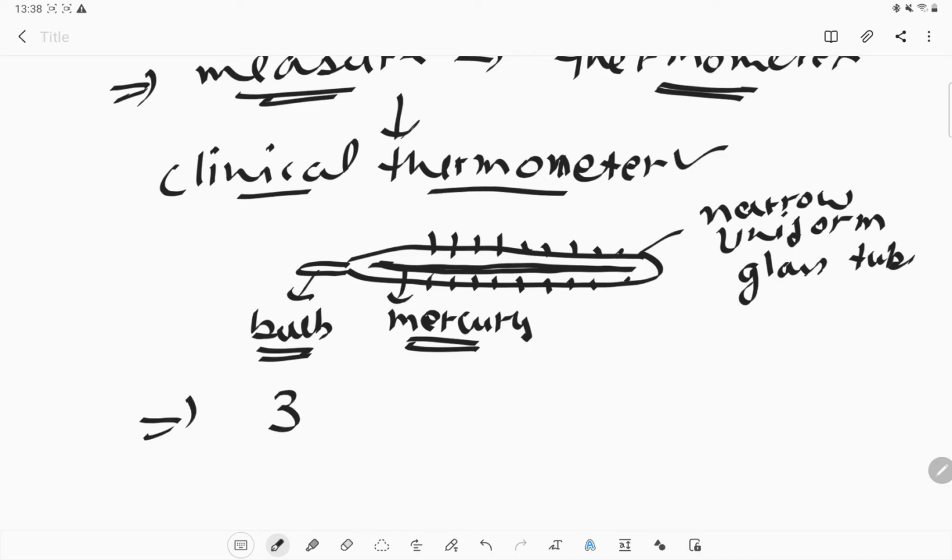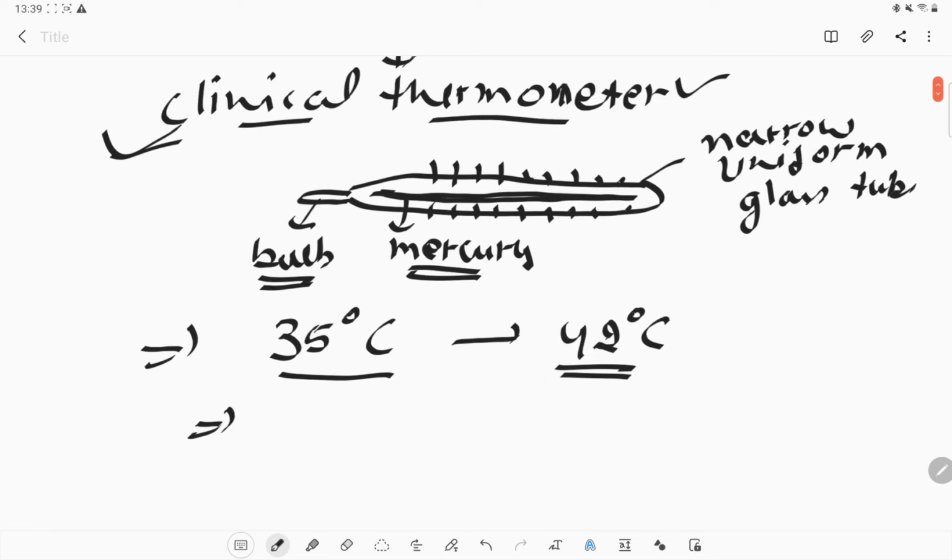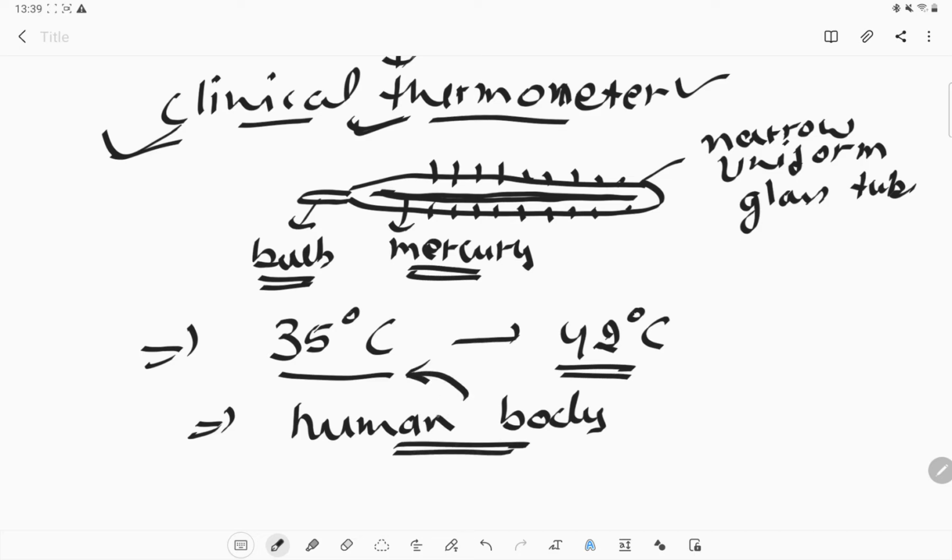The range of the clinical thermometer is 35 degrees Celsius to 42 degrees Celsius. Okay, why do we require only this much range? Because we require the clinical thermometer to measure the temperature of the human body, and the human body normally cannot go below 35 degrees Celsius or above 42 degrees Celsius. So this range will be enough to measure the temperature of a human being.